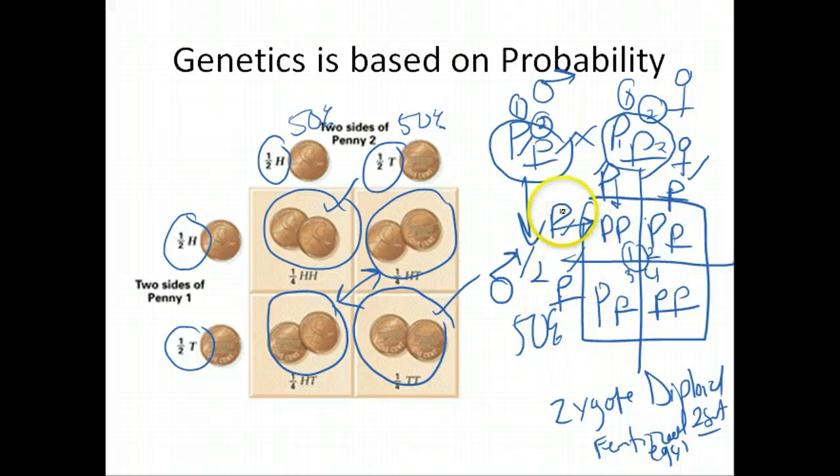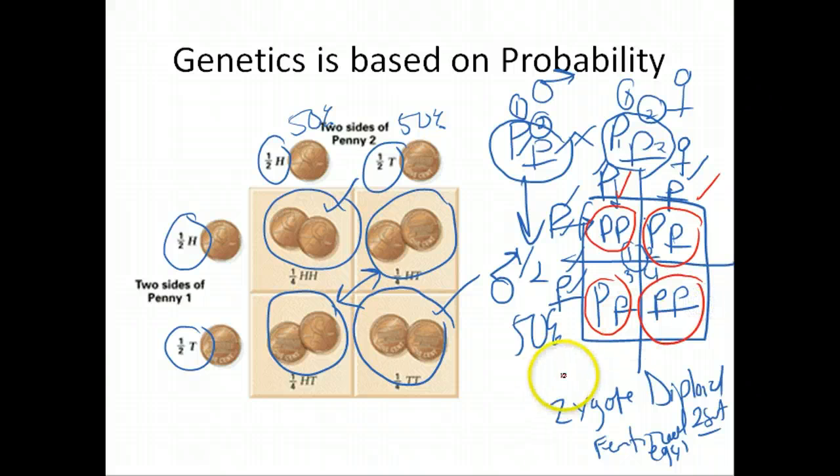For this plant, it's a coin toss whether he gives this big P or this little p. Similarly, for the female, it's a coin toss as to whether she gives to her offspring this big P or this little p. And then you'll see different percentages of each of these happening, right? So these zygotes will be created at different frequencies.